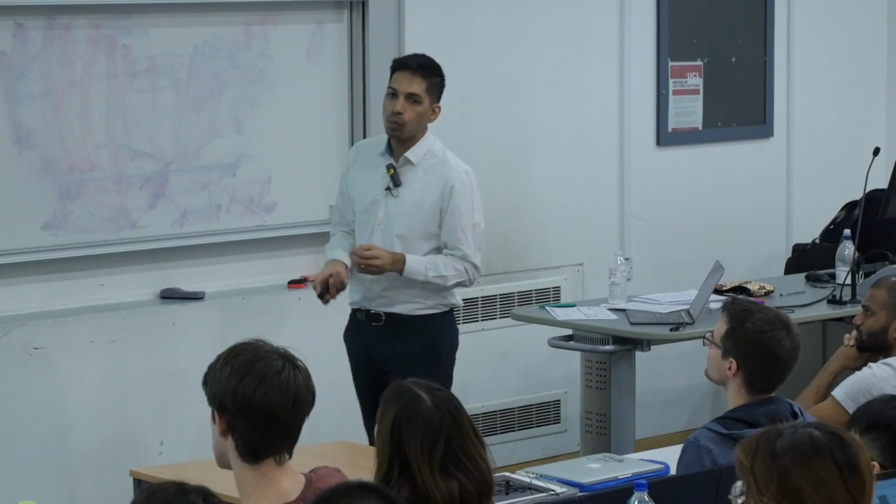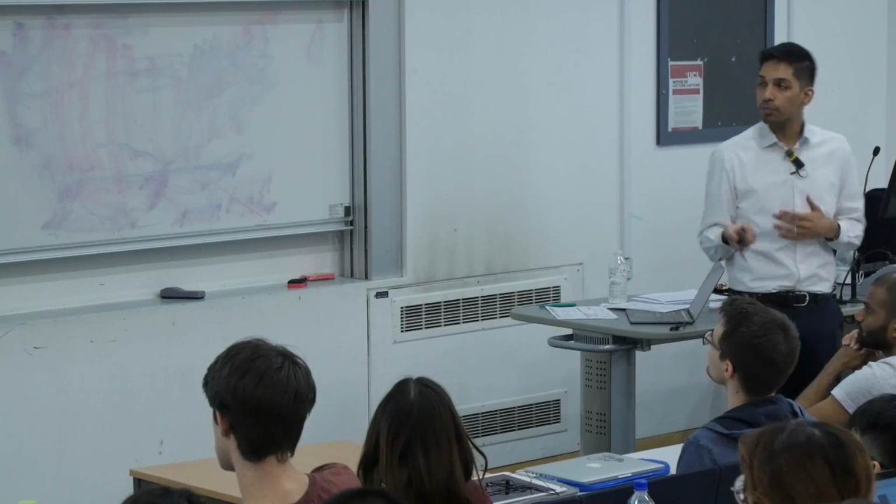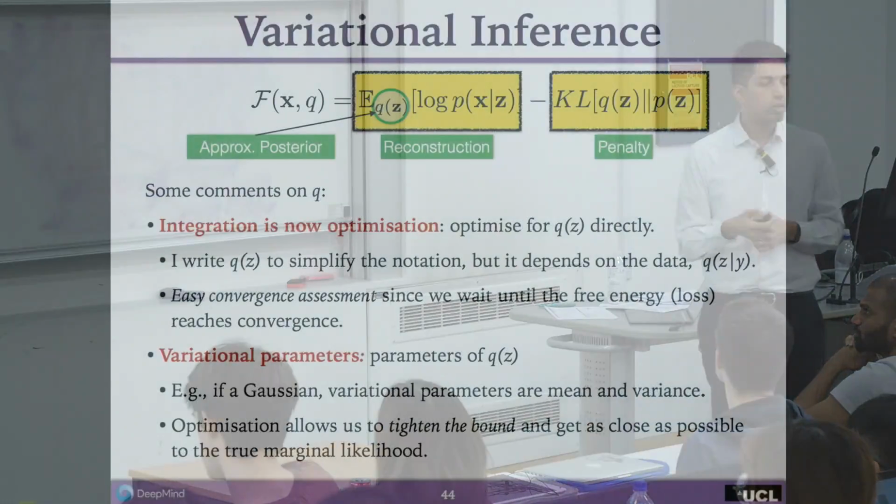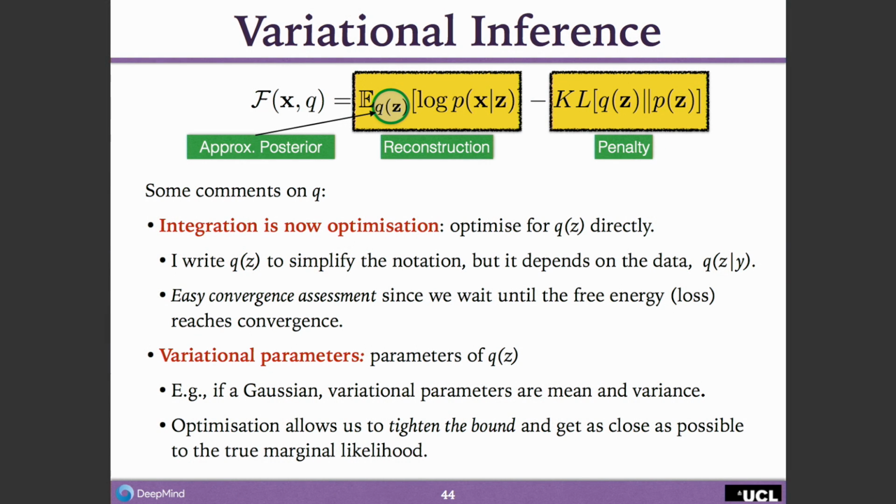Now, just some comments on this distribution Q. By having this problem, what was an ugly integral is now an optimization problem, because we can just use this as the loss function, and there are two types of parameters. There are parameters theta, which live in P, and parameters phi, which live in Q, and these are the two things you need to optimize. This is now a much easier problem to do. As I said, I've been writing Q of Z, but it actually depends on the data, and sometimes I'm using X and sometimes Y. Sorry for that. And you have easy convergence assessment, because this is a bound. Every time you do an improvement, the bound can only go in one direction. It must go up. This is how you can plot it while you are testing, and then you have variational parameters of Q of Z.